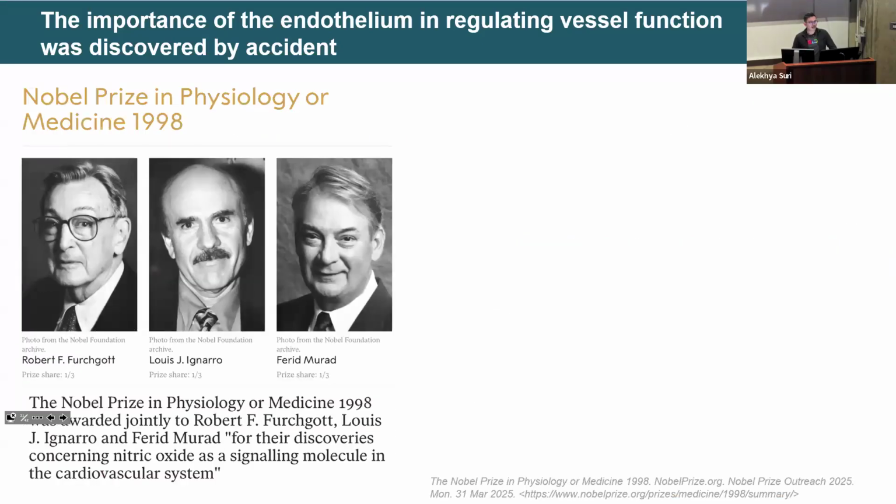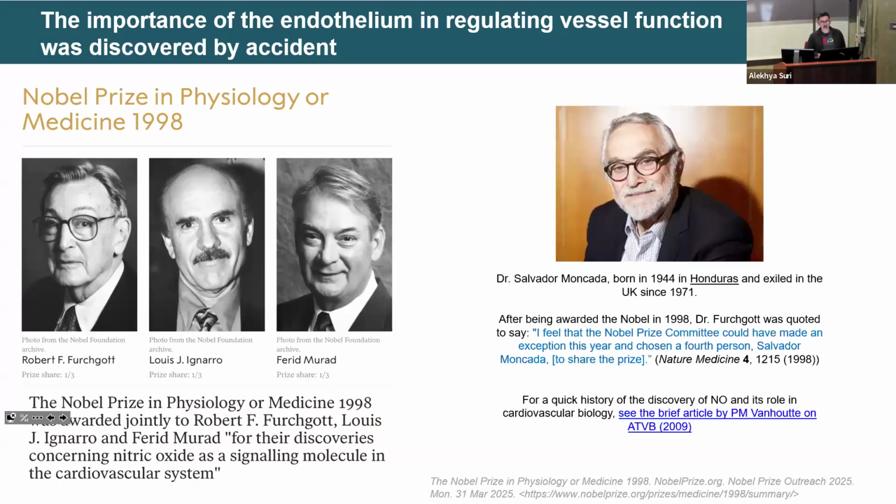In 1998, these people won the Nobel Prize for these discoveries, right? The prize was given to Furchgott, Ignarro, so I showed you papers published by these two, and then to Ferid Murad, who basically worked on elucidating what was after nitric oxide in the pathway. So this guy basically discovered cyclic GMP. Who's missing here? Moncada, the Hispanic guy.